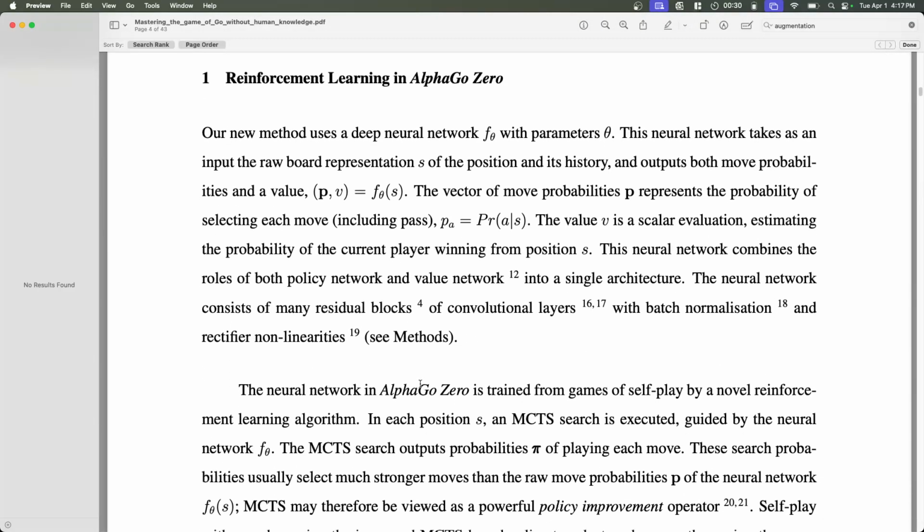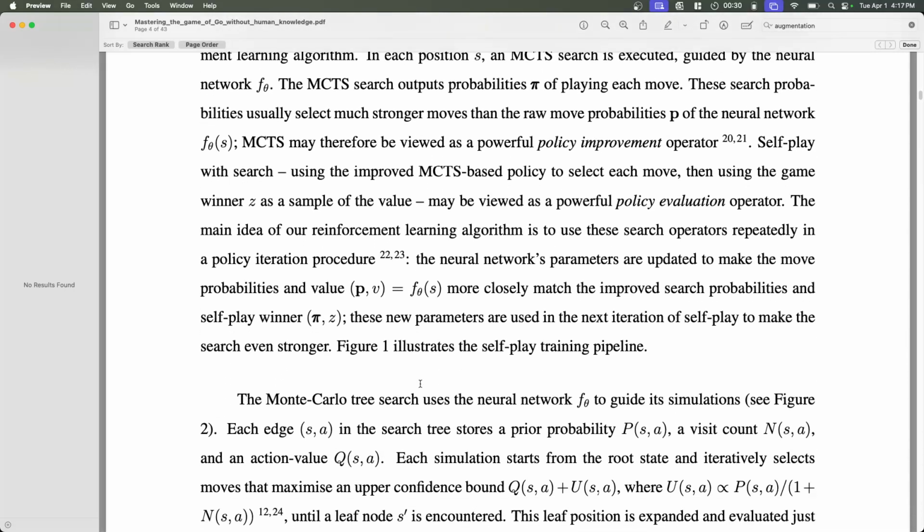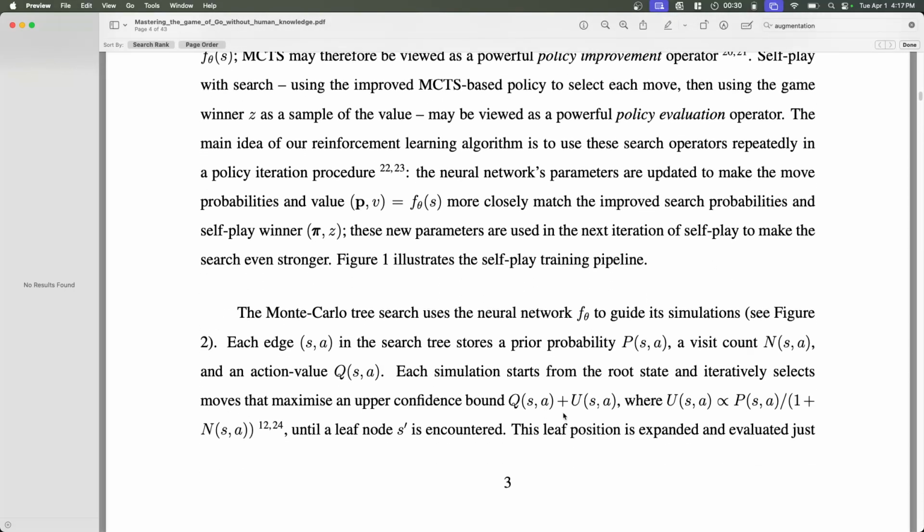Let me see if I can find somewhere where it says UCB. Come on, show me a UCB somewhere on this page so I can highlight it. Ah, okay, great. Here it is. Each simulation starts from the root state and iteratively selects the move that maximizes an upper confidence bound, Q(s,a) plus U(s,a). So Q, we're familiar with Q.